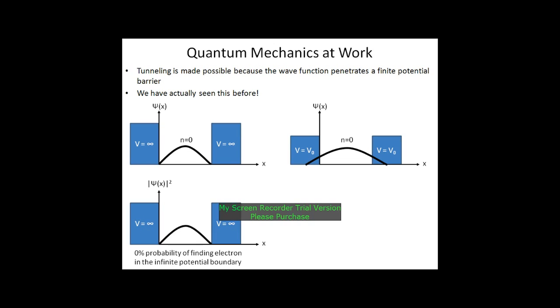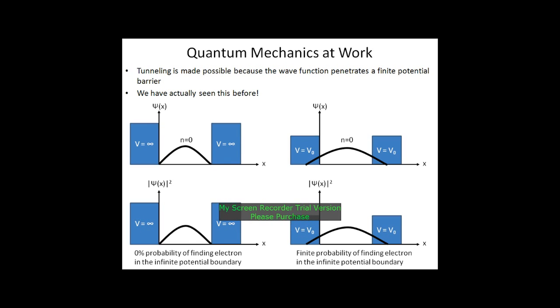However, if we decrease this potential barrier to lower than infinity, let's say just the constant V0, then the wave function is allowed to penetrate this potential barrier. If we square the wave function in this case, then we have a finite probability of finding the electron in this potential boundary. And there's actually an error at the bottom. That shouldn't say infinite potential boundary. It should say finite potential boundary.